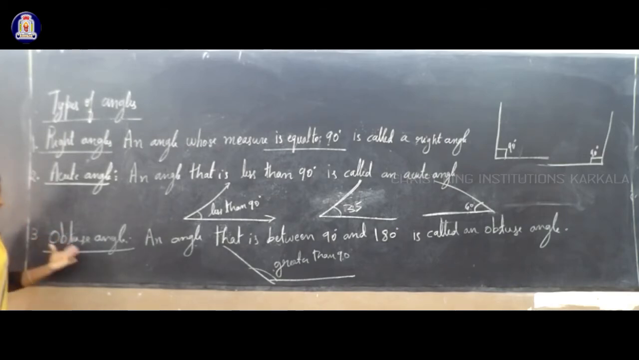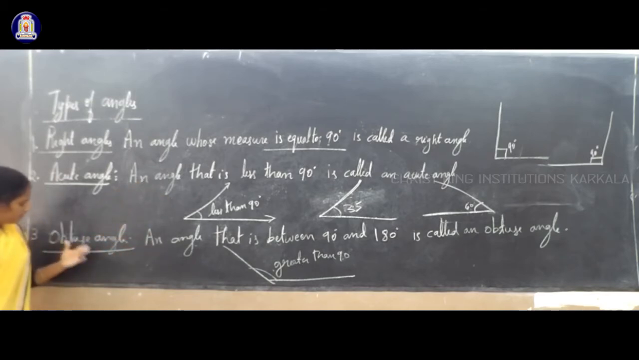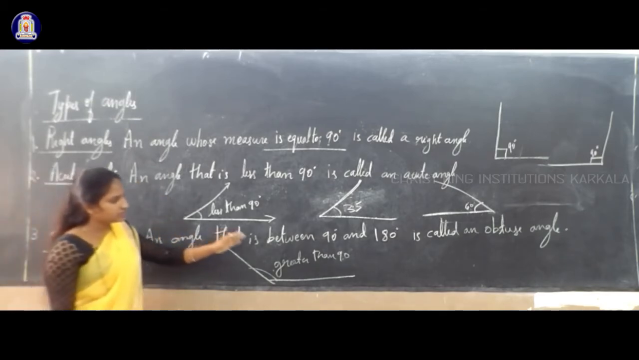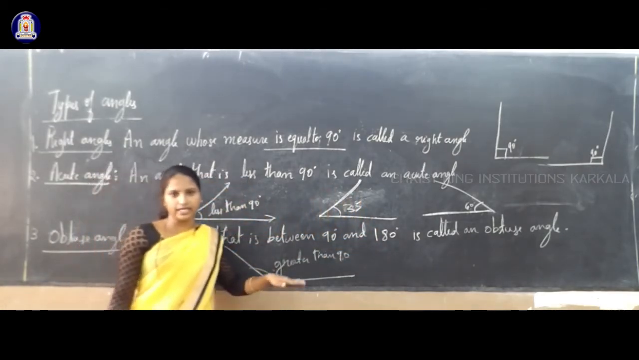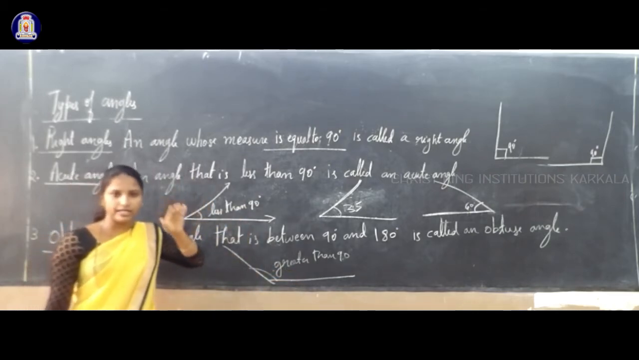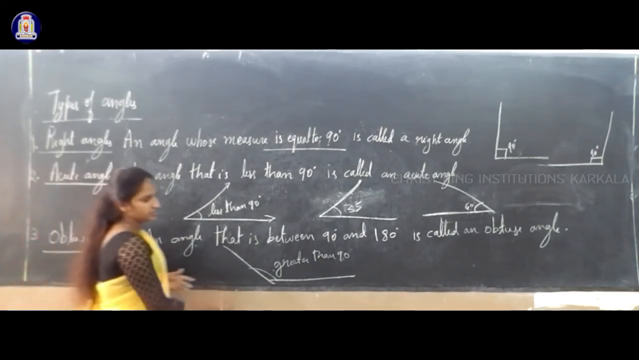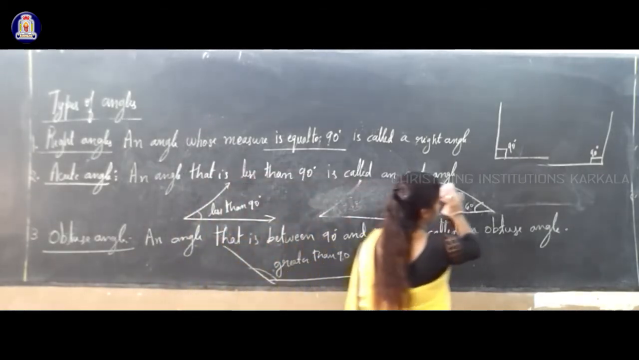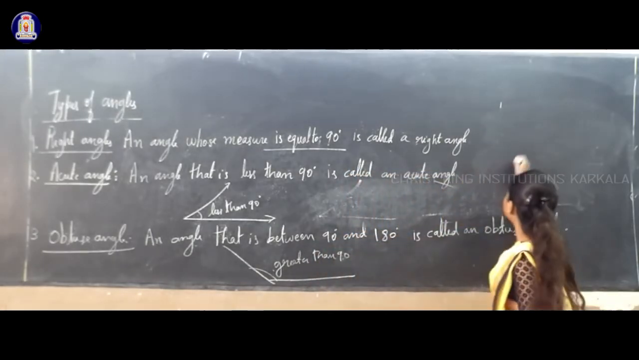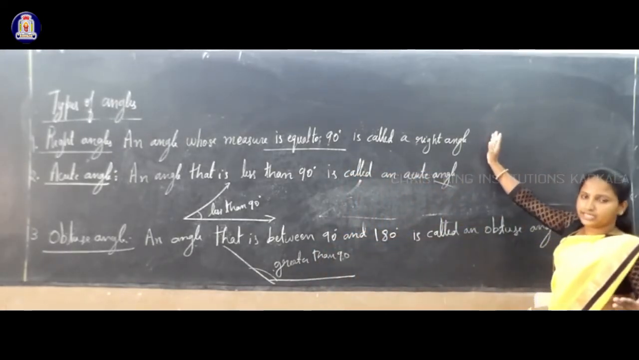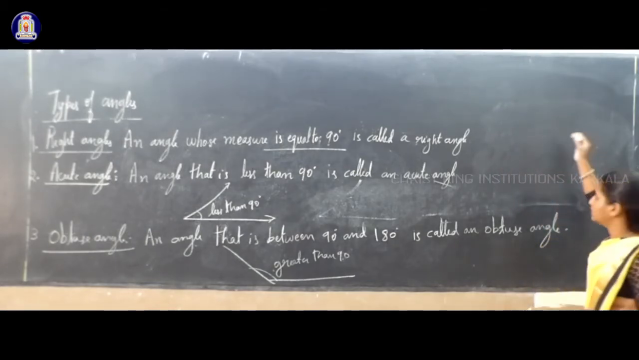Okay. Next, what is an obtuse angle? An acute angle means less than 90 degrees, greater than 0. But an obtuse angle is an angle that is in between 90 and 180. Angles lying between 90 and 180 means greater than 90 but less than 180 degrees. Clear? That is an obtuse angle. Greater than 90 means it may be 100, 110, 120, 130, 140, 150, 160, 170 degrees. All these are obtuse angles.